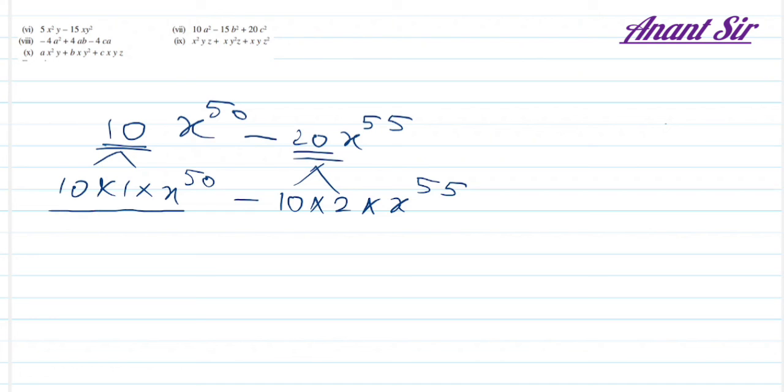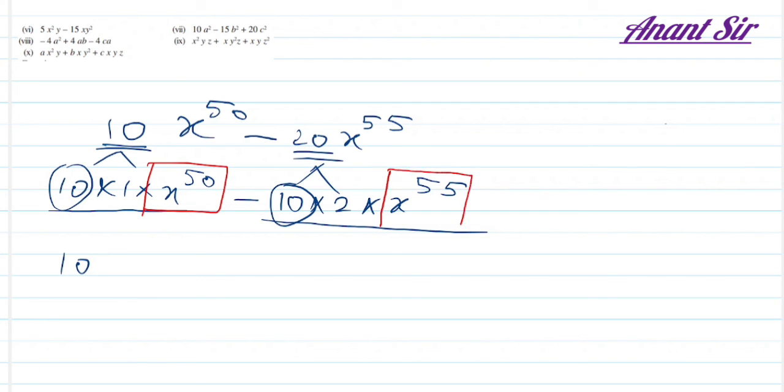So first I am going to take only the number common, which is 10, which is very easy to take. So I have taken 10 common. Now what to do about this x? Just think, how many x are there in the first term? There are 50 x. And how many are there in the second? There are 55. So which term has more x, first or second? Second term has more x, right? How many more x are there? 5 more x are there in the second term, right?